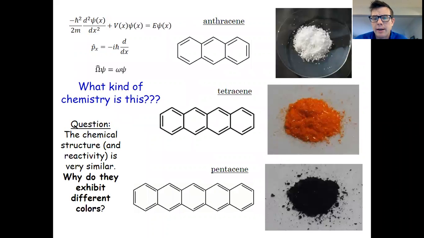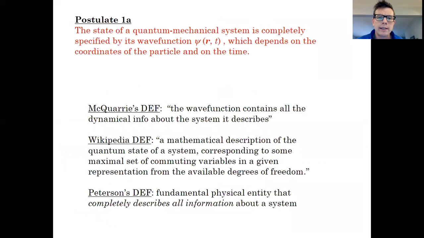And so here it is. Here are 3 conjugated polyenes: anthracene, tetracene, pentacene. These things basically have the same structure, right? These fused benzene rings. Reactivity is fairly similar, but you'll notice they exhibit these very different colors, right? White, orange, black. Why? What's going on with these systems that they exhibit these different colors? These are the types of questions that we'll be able to answer, hopefully, at the end of this unit. Okay, let's dig into the postulates.